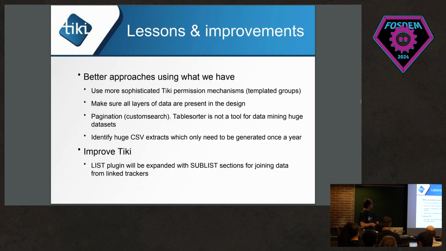So mainly our lessons and improvements. Since I said that we are going to have a similar project which is about to start, we wanted to see what we can improve. Essentially it worked, the customers were happy, but we can still improve stuff. So what we are going to improve is to use more sophisticated Tiki permission mechanisms, which is called templated groups. That's for the permissions about what people are allowed to see depending on the groups they are in. There, we just used a simple way, and then we had to add another layer of security in the Smarty templates. We want to avoid that in the new project.